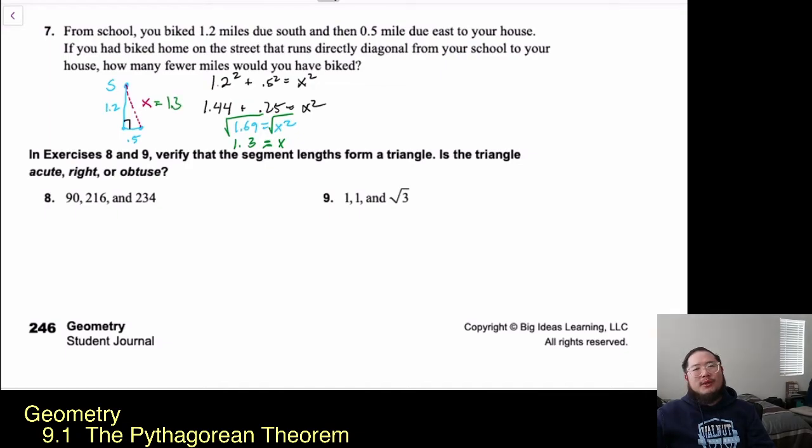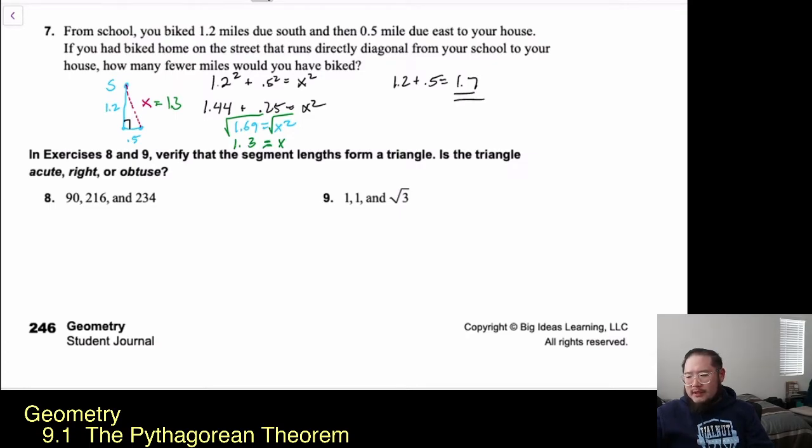Remember, the distance between 2 points is a straight line, right? The shortest distance. So what happens if we go the long way where we go south and east, right? Well, if I take 1.2 plus 0.5, that equals 1.7. Right, that's going the long route.